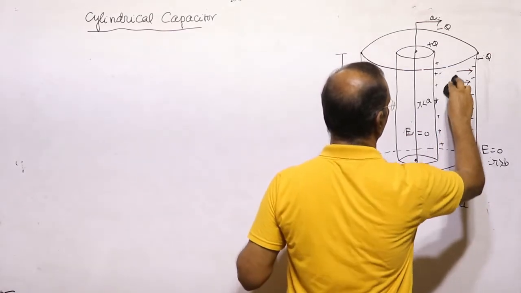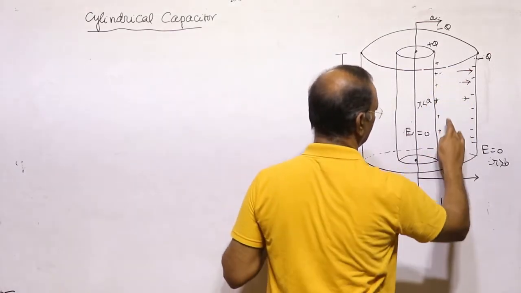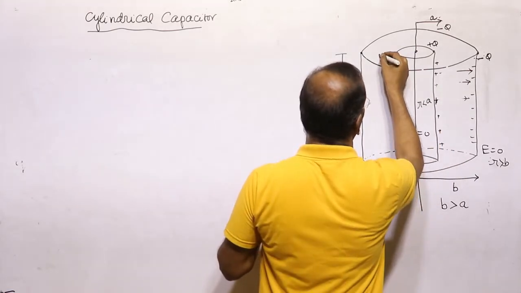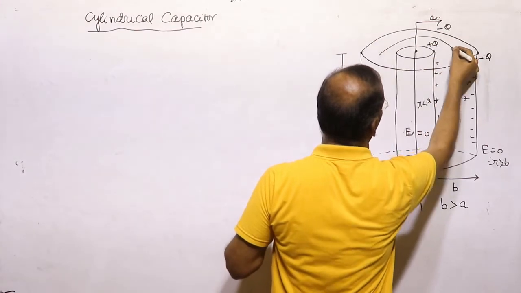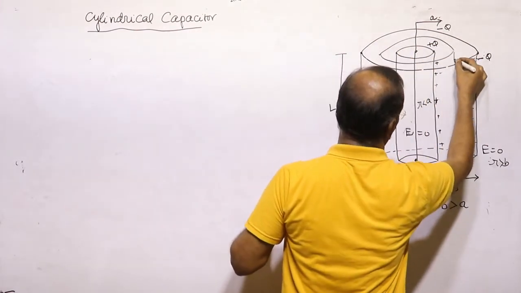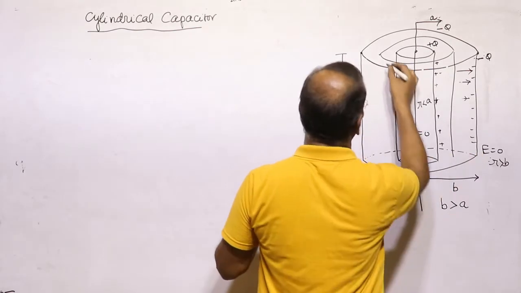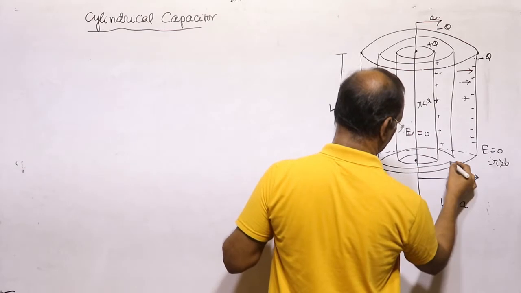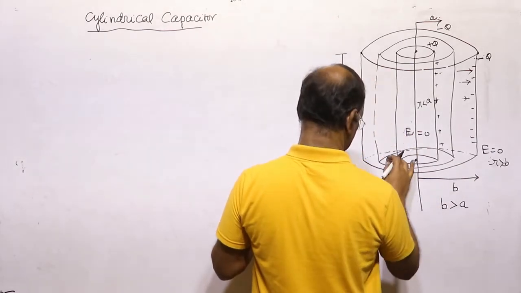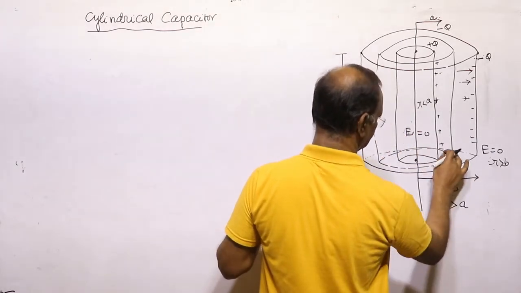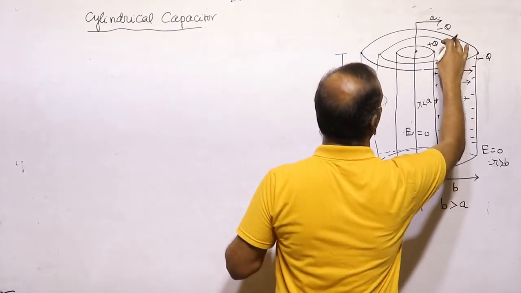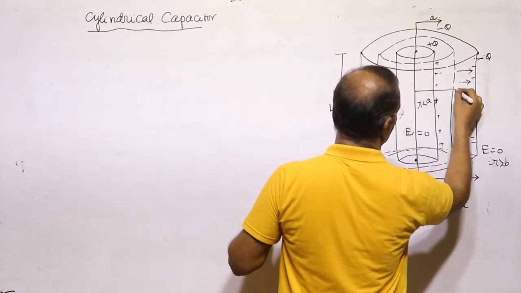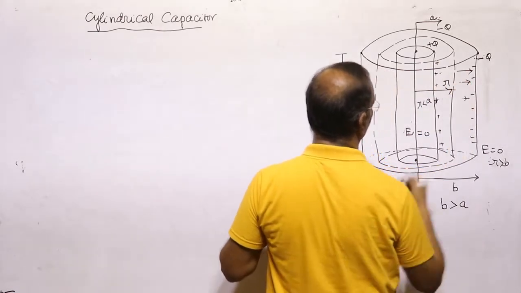So now we want to find out what the electric field is. We will construct a Gaussian surface of cylindrical nature of length L. This is the Gaussian surface at a distance r from the axis.